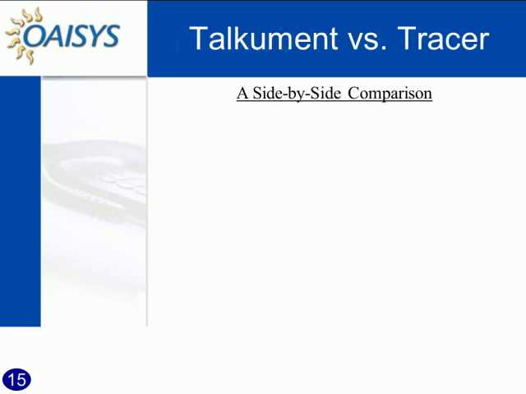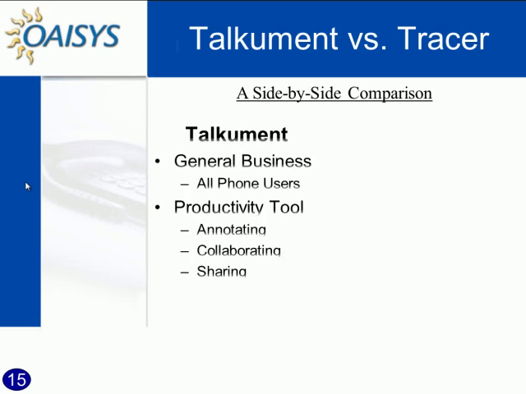Once we have that server spec'd out and chosen to record the calls inside of the company, the next major determination that needs to be made is what sort of software option this customer is going to need. Now, you might have heard us talk about Talkument and Tracer in the past. Talkument and Tracer are the two different OAISYS call recording software varieties. First and foremost, let's talk about Talkument, kind of a side-by-side comparison.